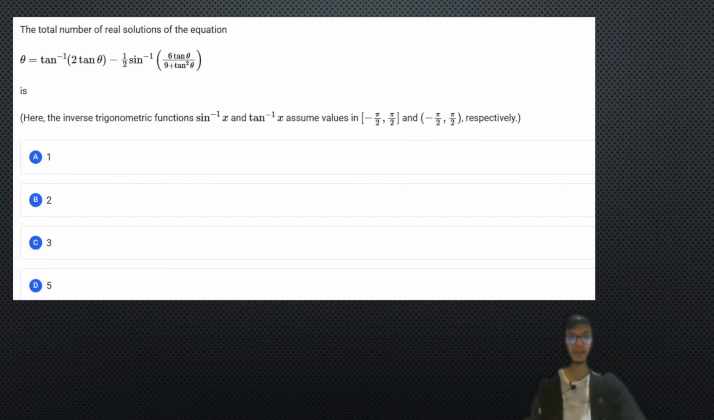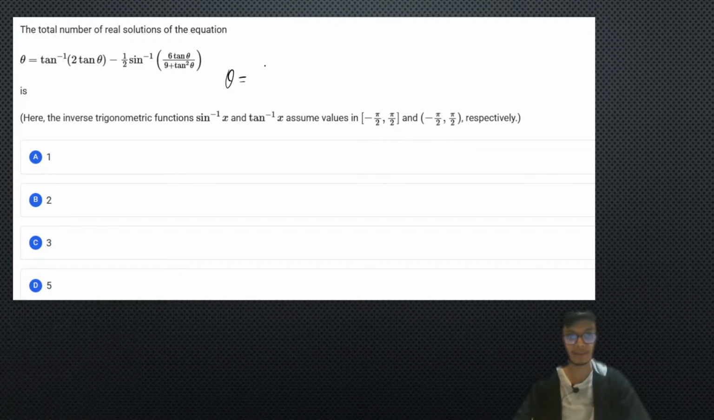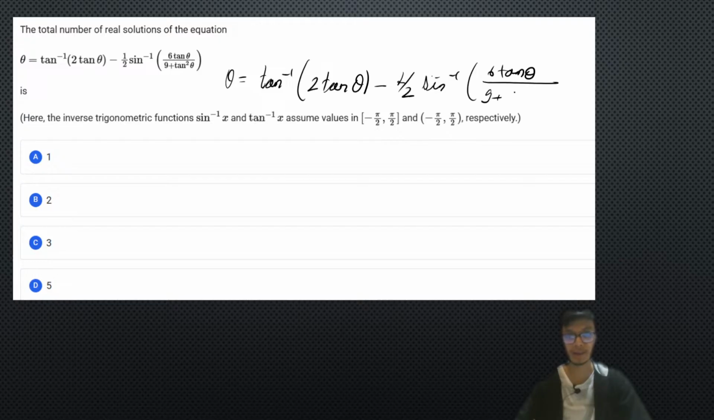So if we look at the problem over here, we have been given an angle theta, that theta is basically given as tan inverse of 2 times tan theta minus half of sine inverse of 6 times tan theta divided by 9 plus tan square theta, right? So here the sine inverse, or the inverse trigonometric function, assumes its principal values, right? That is what is mentioned, and it says that you have to find the total number of solutions that can be possible.